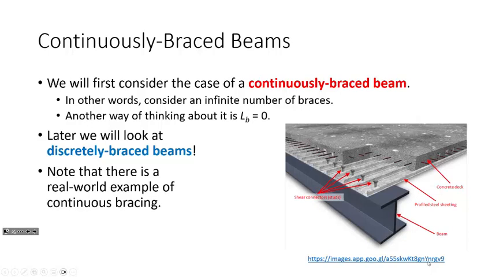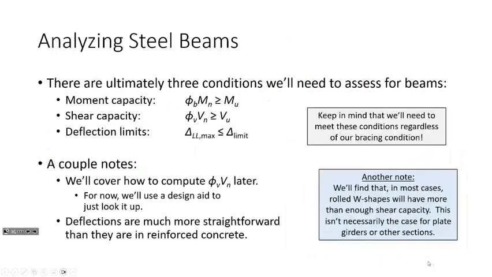So this is a real-world example of a beam that is continuously braced, in that it can't move left or right at all because it's literally locked in with the concrete deck, and the concrete deck is preventing that lateral translation. So this is a continuously braced beam. What is the flexural capacity of a continuously braced beam? It's Mp. It's the maximum flexural capacity. Now, let's break this down a little bit.